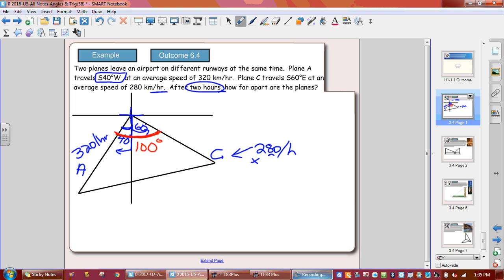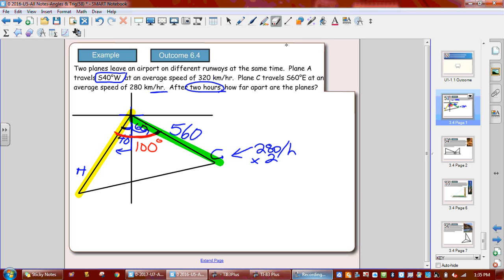So 280 we're going to times by 2, and that's going to become the length of this line right here. That's the length of that line. So we're going to get 560. And on the left-hand side, plane A for that line there, we're going to take 320 and double it. So 320 is actually going to become 640. Okay, so that's plane A and plane C. Now we want to know how far apart are they after 2 hours. So plane A will be in the air over here, plane C is in the air over here, but how far apart are they?